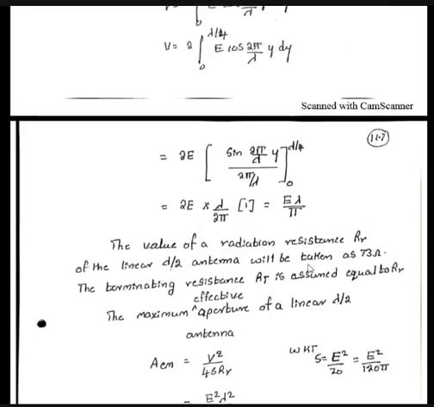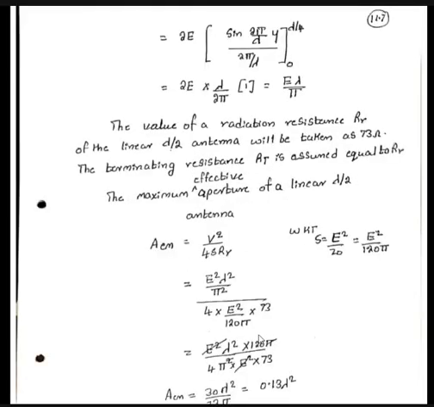Now what is the value of the radiation resistance? If we consider the length of the dipole equal to lambda by 2, we have a radiation resistance of 73 ohm. This derivation is also covered in the next module. Again we consider that the radiation resistance is equal to the terminating resistance. What is the maximum effective aperture of a length lambda by 2 antenna? Again, Aem is equal to V square divided by 4 S R square R.